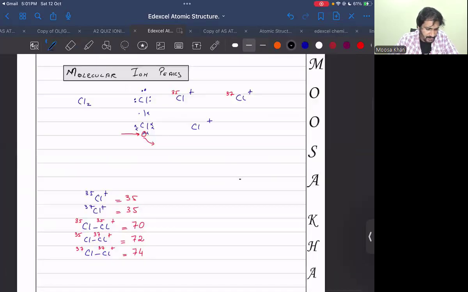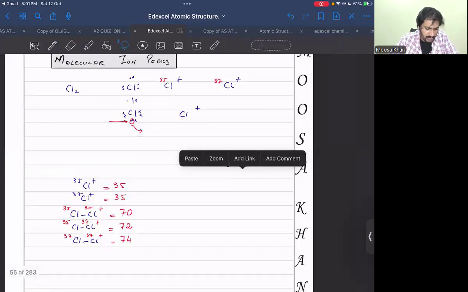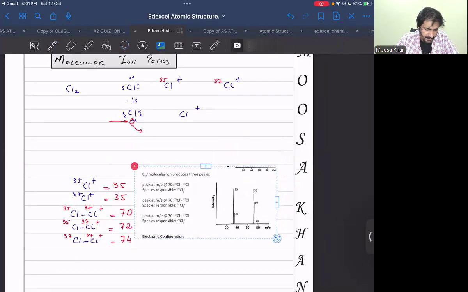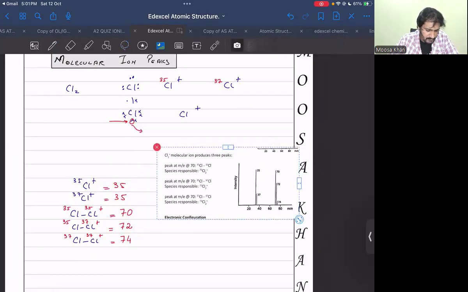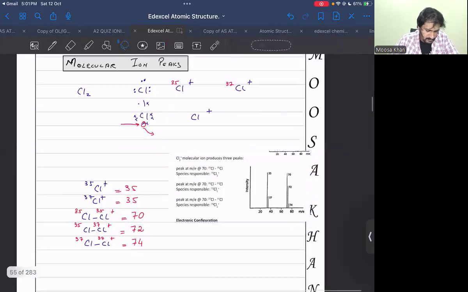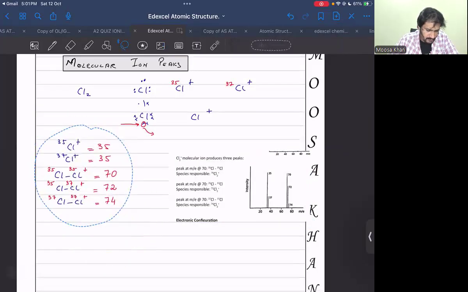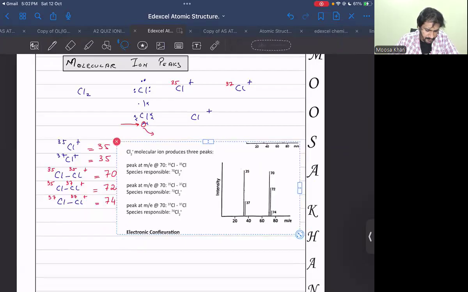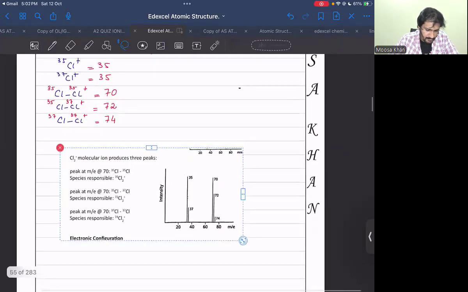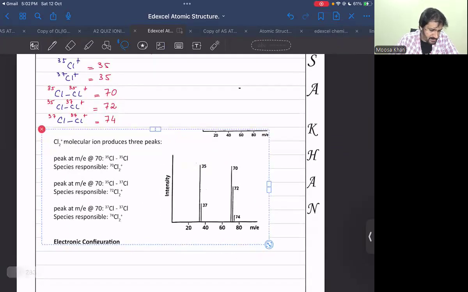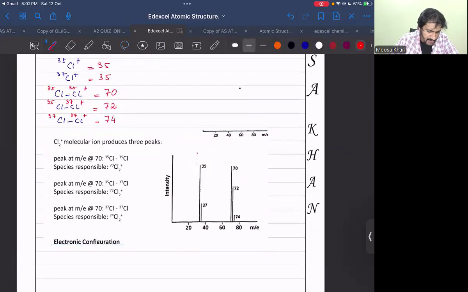Let me show you the actual mass spectrum of chlorine. Here we have 5 peaks. The peak with mass number 35 represents a chlorine ion with mass number 35. The second peak represents chlorine with mass number 37. If you see the relative abundance, they are in a 3:1 ratio, 75-25.